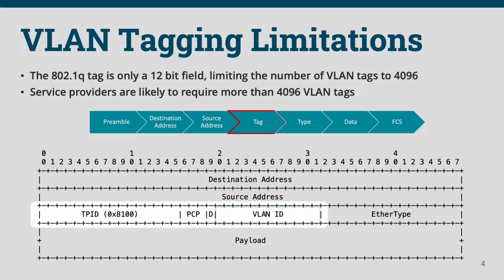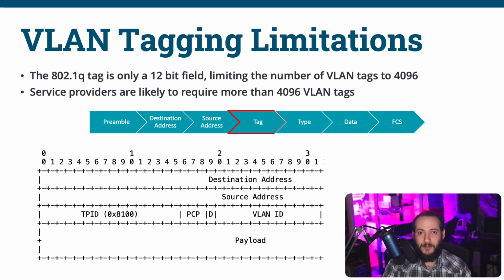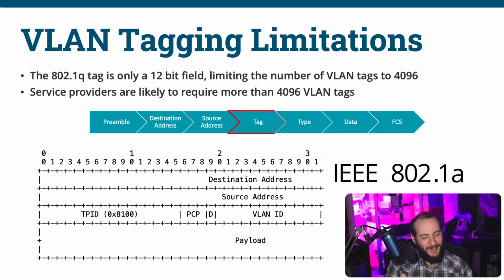As I mentioned earlier, this is likely to pose a problem to service providers. This could even pose problems to a large enterprise, where each division or department might have many different security zones and broadcast domains, which must be separated from one another, potentially exceeding this limit. Step onto the stage, IEEE 802.1AD.